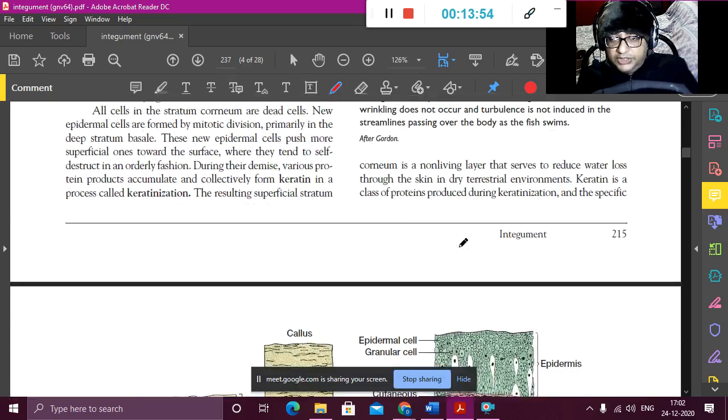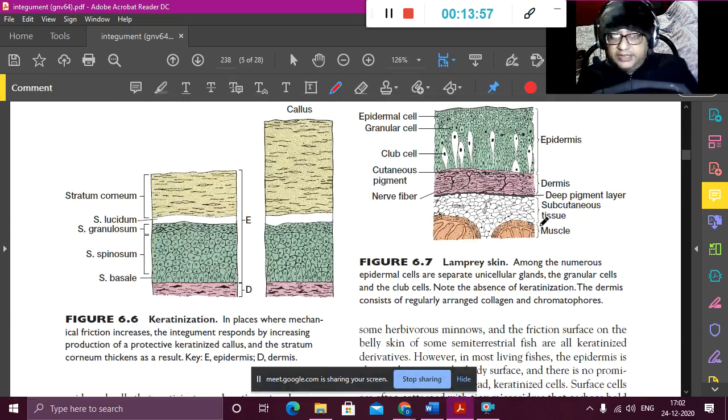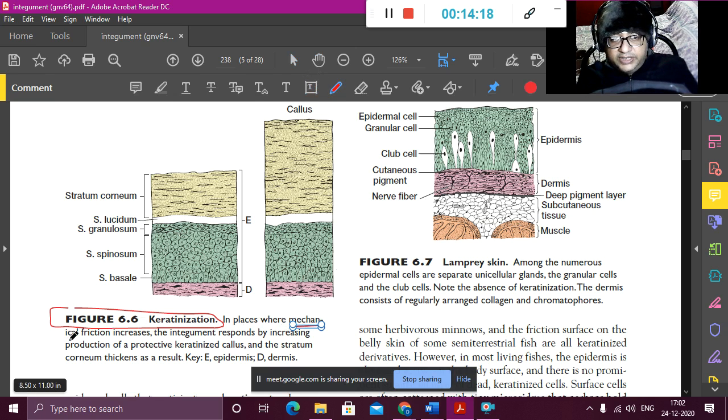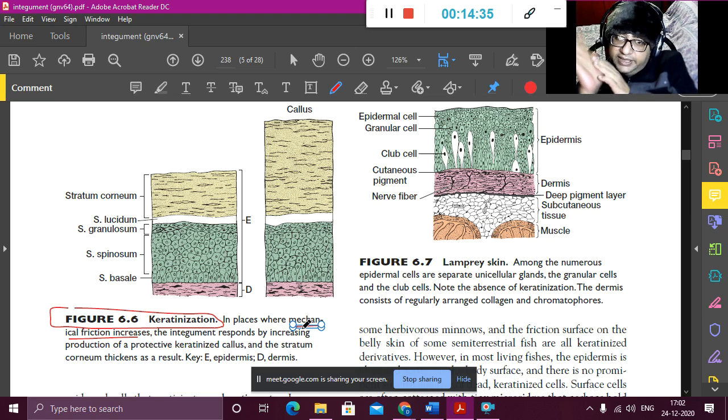Let us go to the next place, which is a process known as keratinization. So in certain organs where mechanical friction increases, for example, if you consider the sole of your feet, there it is always rubbing against the ground, or your hand, always you are holding something. Something known as keratinization takes place. It becomes hard.